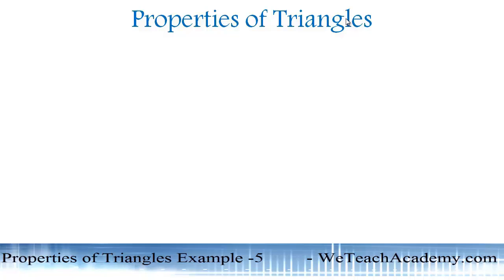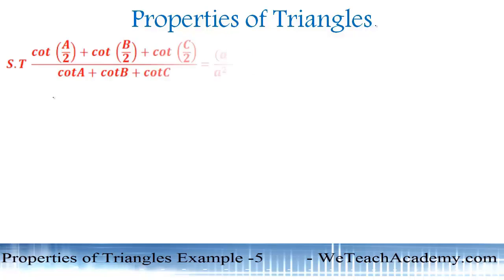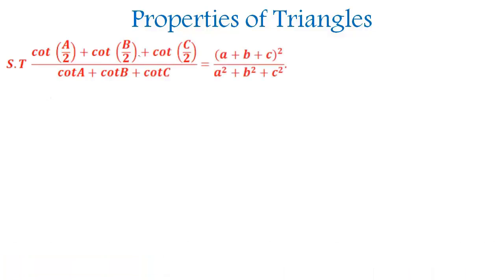In this video, we are going to solve an example using different formulas of properties of triangles. So, this is our given example. And first, let us consider the numerator. And in the numerator, you can observe that we have the ratio cot.